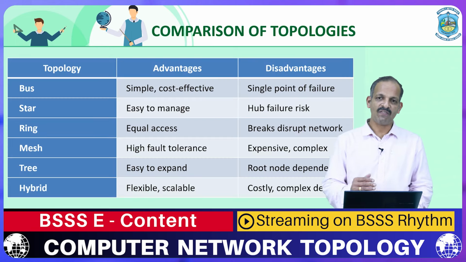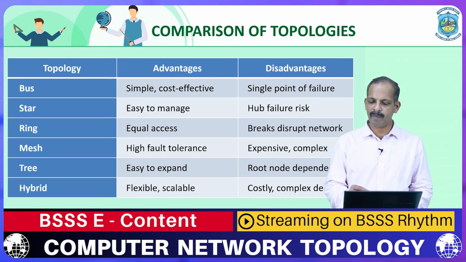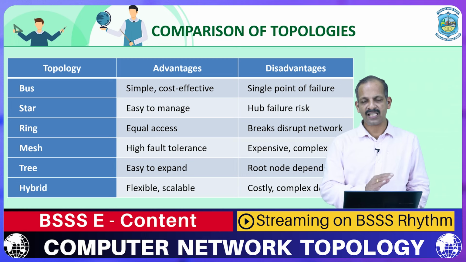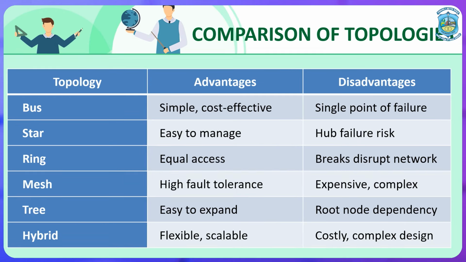So, altogether we learned six topologies. As a conclusion, when we compare these topologies, we can say bus topology is simple and cost effective. At the same time, any single point of failure will affect that network. Star topology is very easy to implement and manage, but if the central point, the hub or switch, fails, then the entire network is down. The third one is ring topology. Each system has equal access and equal priority, but if any one line or any one system breaks down, then 80% of that network will be down.